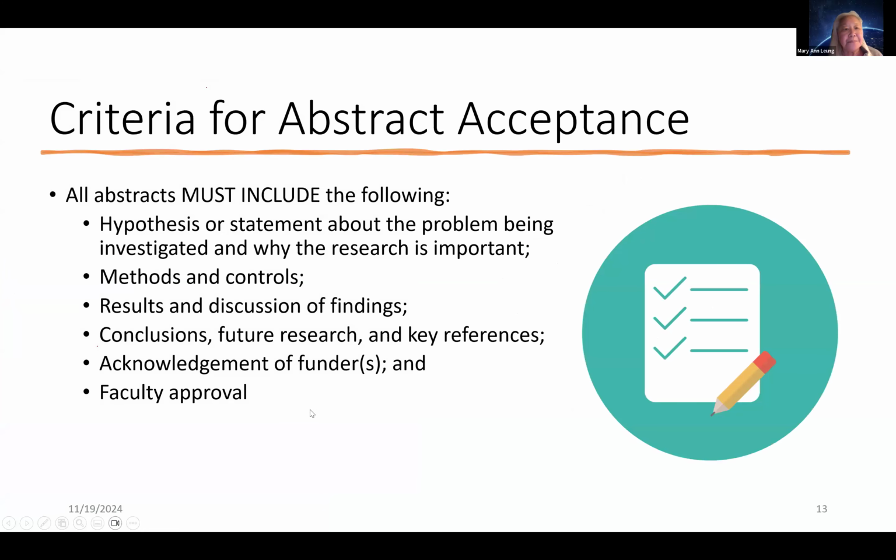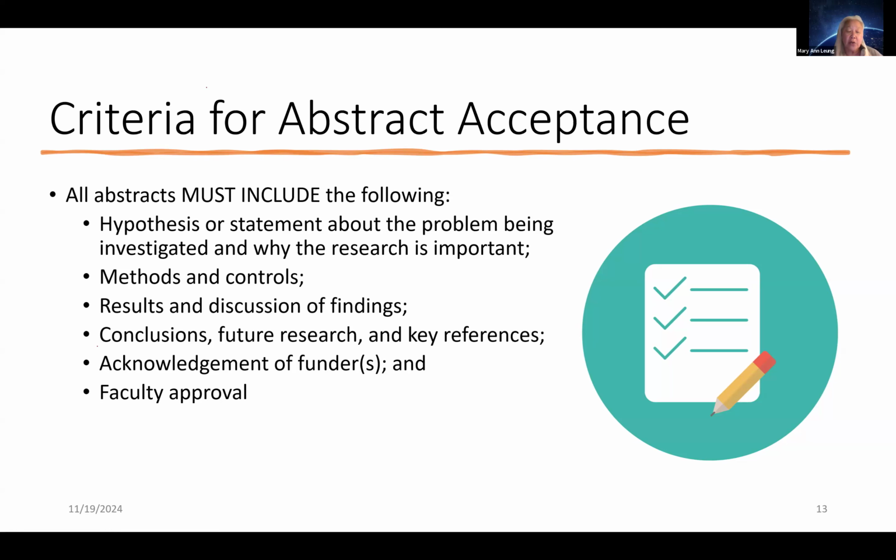For the abstract acceptance, you need to include all of the following components, and we will talk about the components in more detail through this webinar. You absolutely have to share your hypothesis statement about the problem and why the research is important. You want to talk about your methods or controls that you used to do the work. You always want to present the results and then the discussion. The results and discussion are two different things.